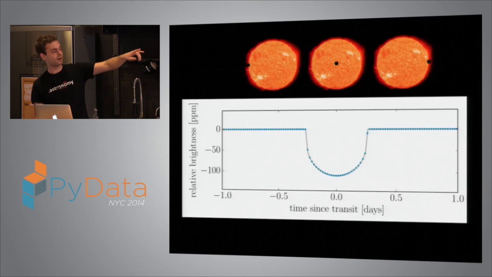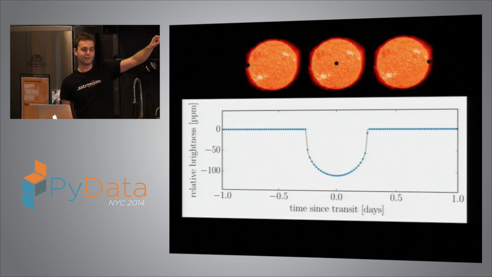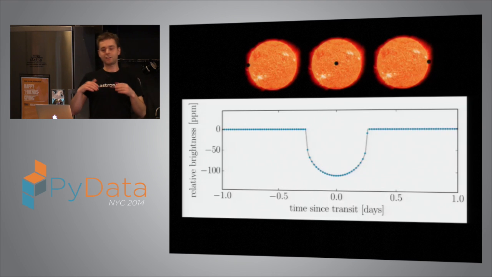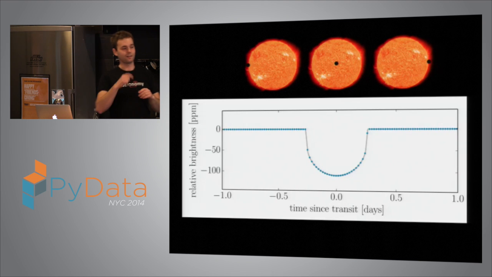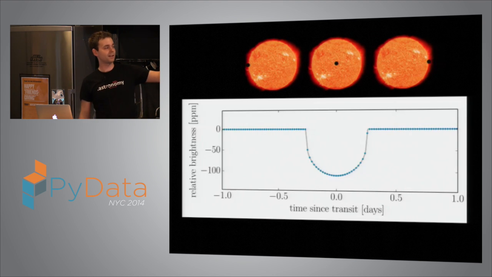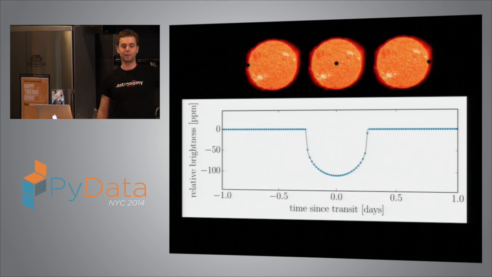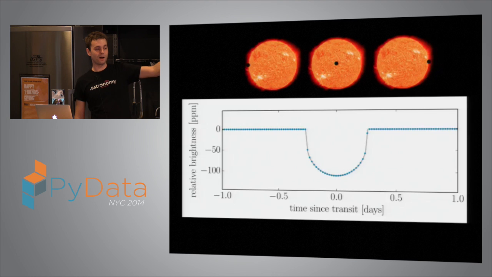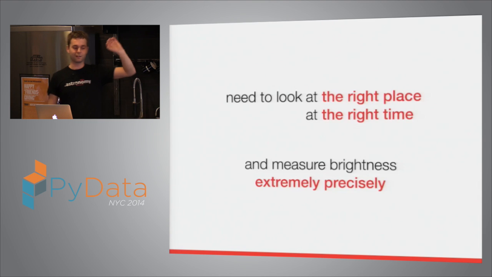Oh, another thing I wanted to comment about here is that this is drawn to scale. So the size of the change of the brightness is proportional to the area ratio of the star to the planet. So it goes like the radius squared of the planet. And so the Earth only changes the brightness of the sun by about 100 parts per million. And so that's a pretty small signal that happens for a short time, only once a year. And so the things that we need to be able to do is we need to be looking at the right place, the right star, at the right time, and we have to be measuring the brightness of that star very, very precisely, or the relative brightness at least.